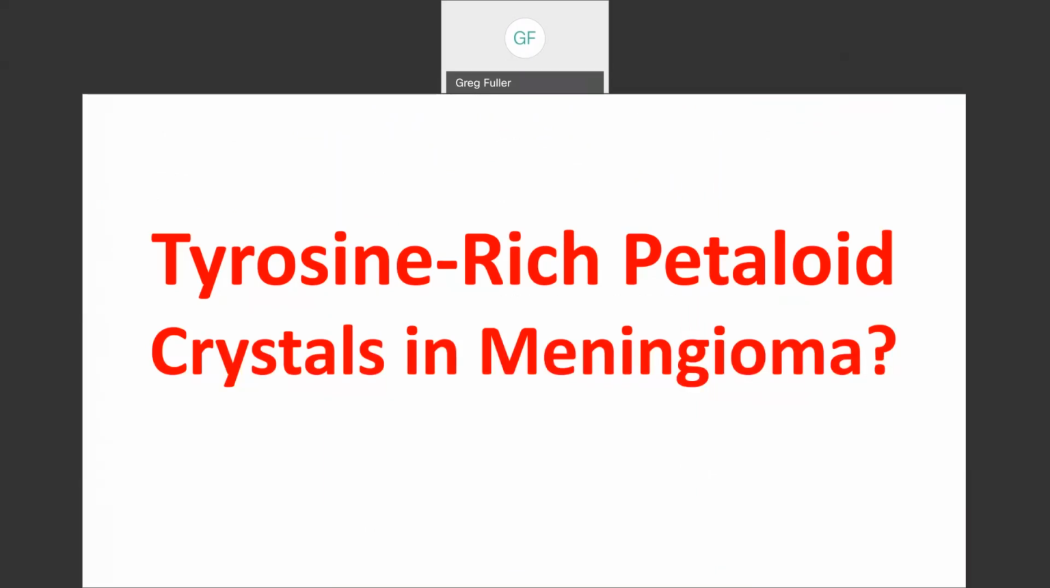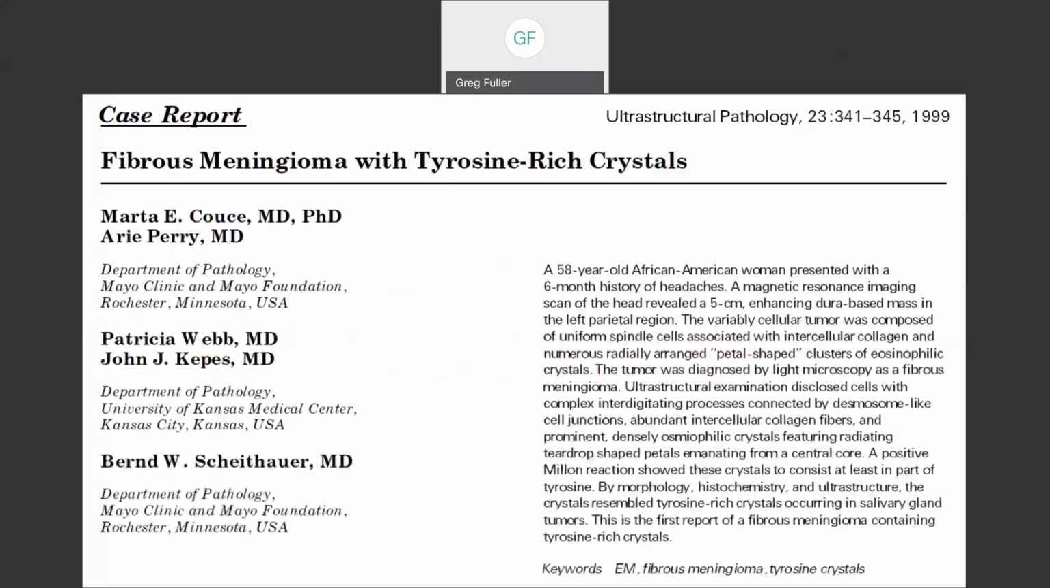Head and neck pathology. All right, my good friend and colleague, Dr. Diana Bell, is all over these. Can they be seen in meningioma? Well, if you don't know, what would you do? The first thing you would do is simply a Google Scholar or PubMed search and find out. Turns out, guess what? Ultrastructural Pathology, 1999. Fibrous meningioma with tyrosine-rich crystals.